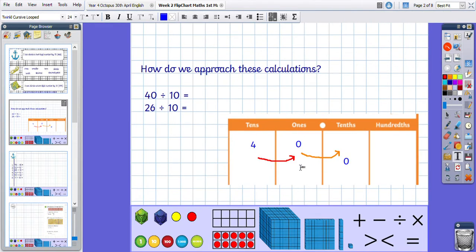smaller. So our new number with the decimal point in the middle would be 4.0, but we don't need to mention the tenths column because there's nothing in it. So 40 divided by 10 is 4.